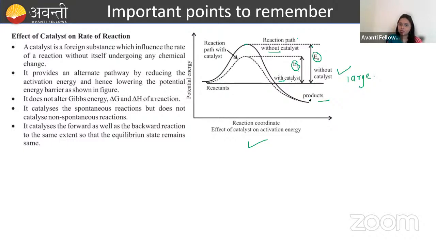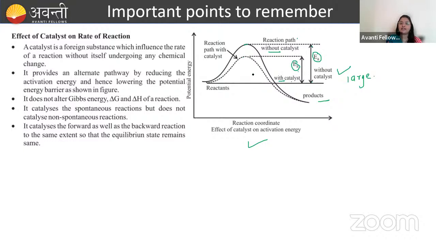So when the catalyst is present, it provides us an alternate path by reducing the activation energy, and hence the activation energy decreases. This lowers the potential energy barrier of the given curve. It does not alter anything like Gibbs free energy, delta G, or delta H of a given reaction. The reaction takes place spontaneously, but a catalyst does not catalyze a non-spontaneous reaction.